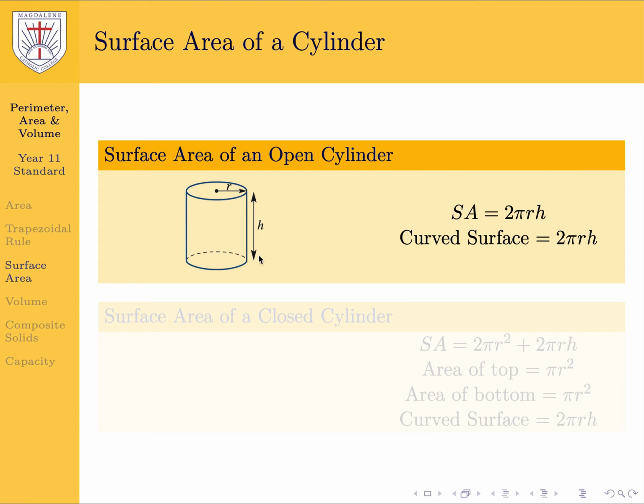Because if you fold this out, it ends up being a rectangle. So it's the same as a base times height situation, but the base is 2 pi r.